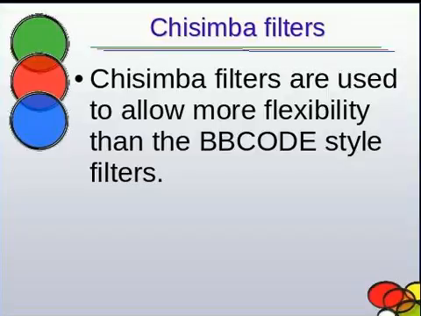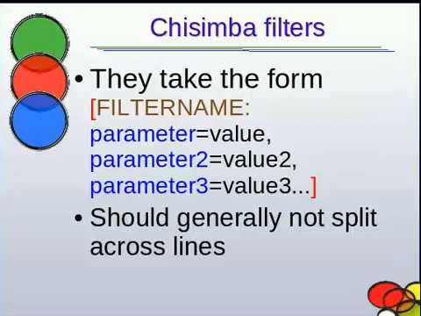Chisimba filters is another kind of filter. In the previous one we saw BB code and WordPress style filters. Here we're looking at Chisimba style filters, and these are used to allow more flexibility than what the BB code style filters allow. They take the form: square bracket, filter name, and a parameter colon, and then parameter equals value, comma, parameter equals value, comma, parameter equals value, etc., and then close the square bracket.